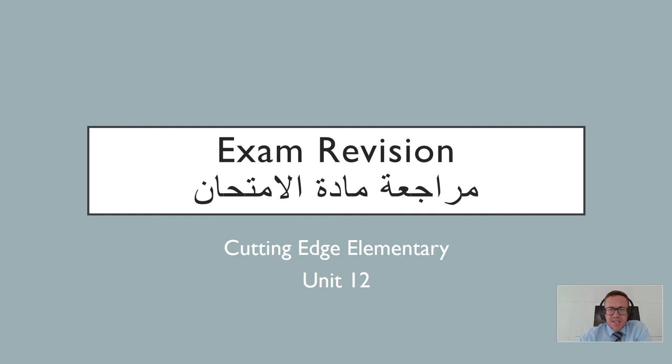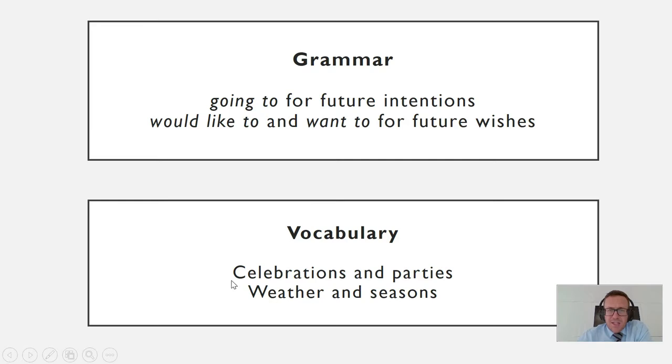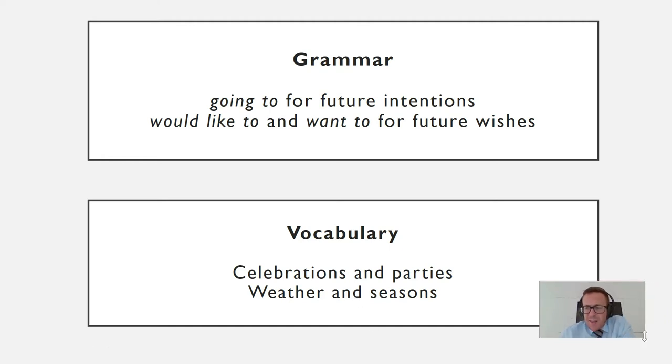Hi, this is an exam revision video for Cutting Edge Elementary Unit 12. In this unit you studied the grammar of going to for future intentions, would like to and want to for future wishes, and the vocabulary was celebrations and parties and weather and seasons. As with the other videos, the idea is that this is just a brief review of all these bits, and you can use this to practice and prepare for your exam.